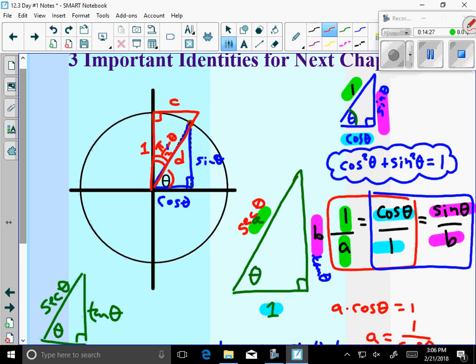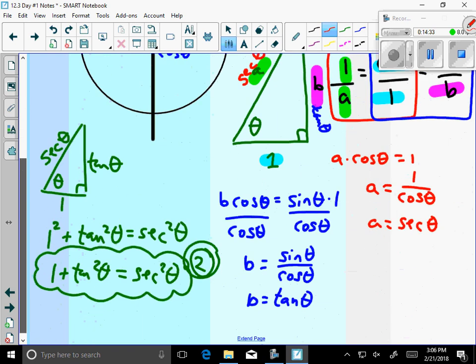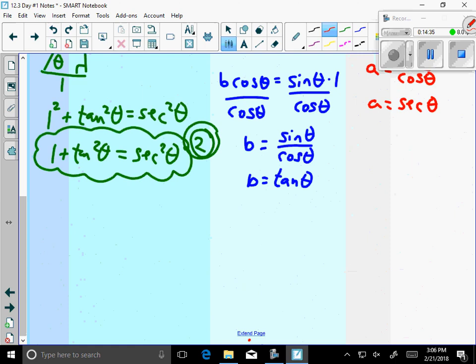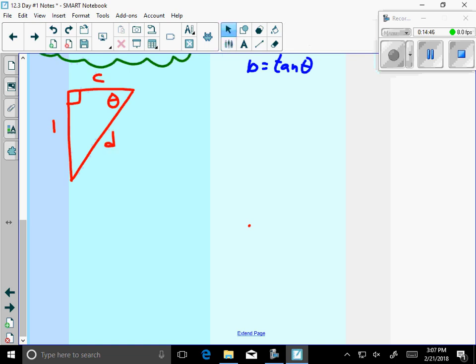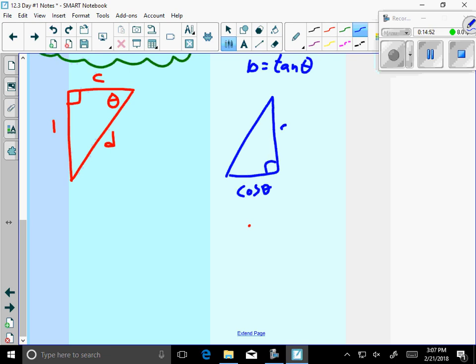So what would that make this angle right here? Oh yeah, you're right. I know you just said it to yourself. That angle would be theta. So let's sketch that down here. Here we go. This is really cool. I know, you're excited. That was theta. This is 90. This is 1. We called this C. We called this D. Our original triangle looked like this. This was cosine. This was sine. This was 1. This is theta.